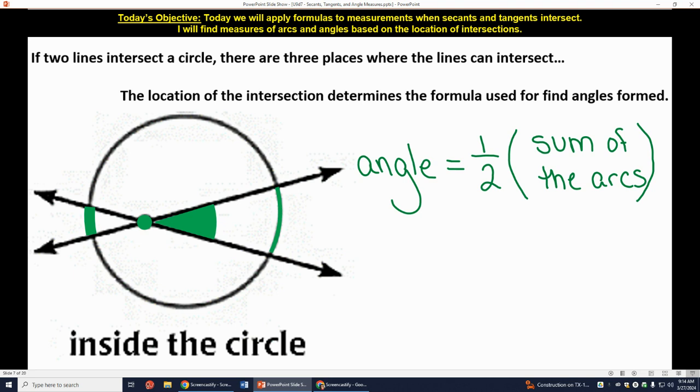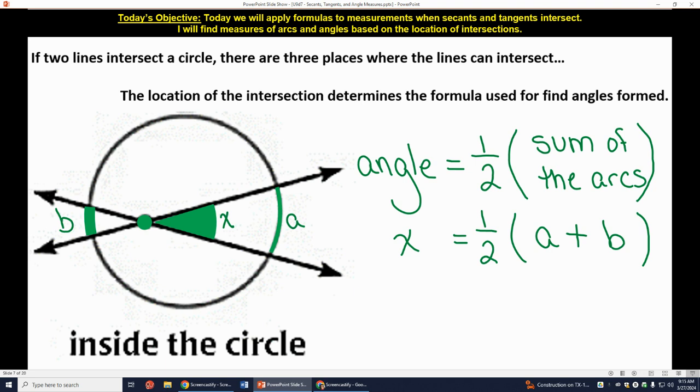So let's add some variables to our picture. If I think of the angle that I'm trying to work with as x, the intercepted arc on the same side as that angle as a, and the intercepted arc on the other side that goes with the vertical angle as b, then I can substitute: the angle x will equal 1/2 the sum. That means we will be adding, and my 2 arcs are a and b. So the angle will equal 1/2 the sum of the intercepted arcs a and b.